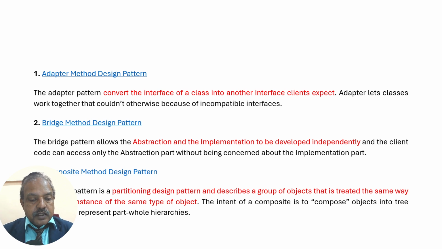Third one is the composite method design pattern. A composite pattern is a partitioning design pattern describing a group of objects that is treated the same way as a single instance of the same type of object. So the intent of the composite is to compose objects into tree structures to represent part-to-whole hierarchies.